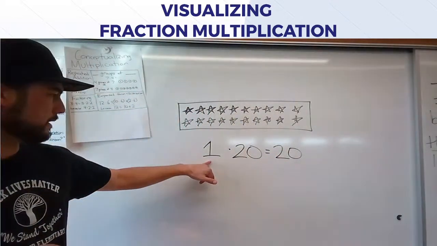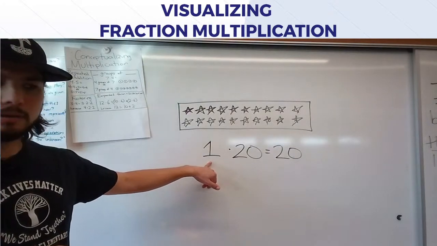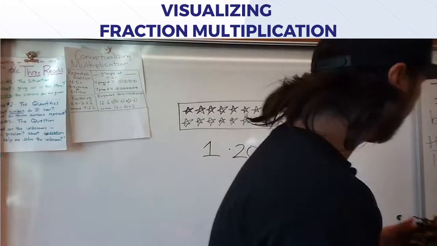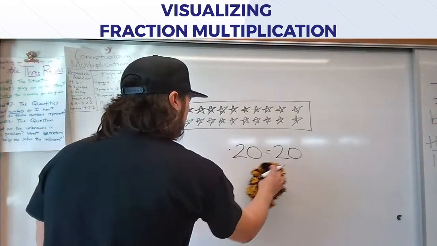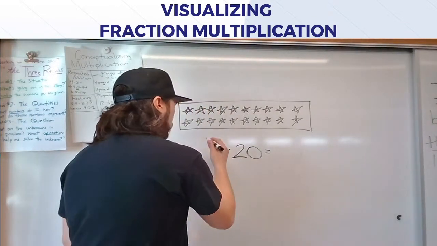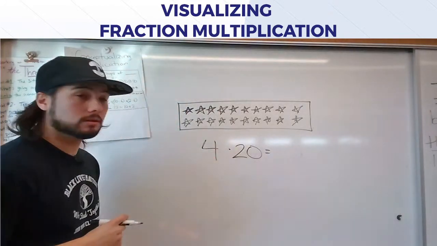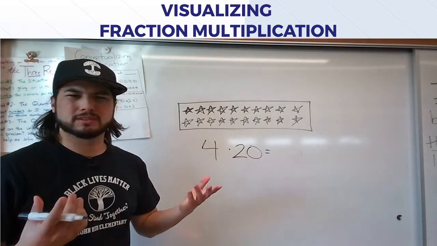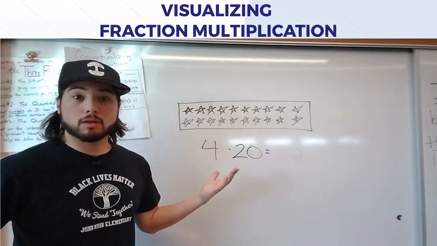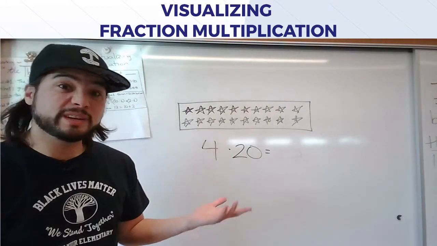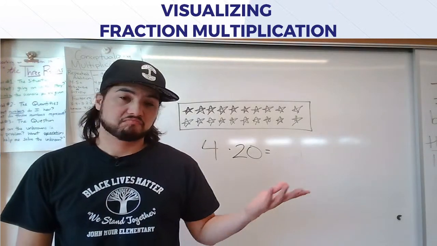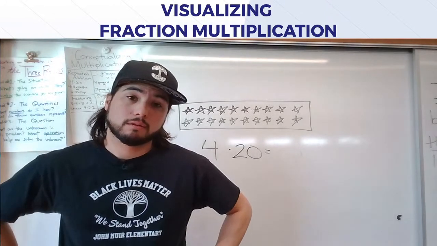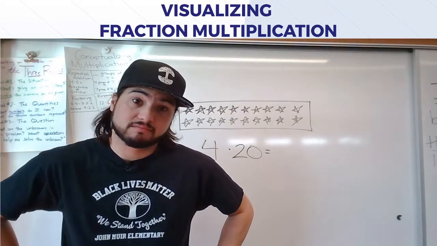If we were to make this factor greater than 1, let's say we were to make it 4, we'd end up with 4 groups of 20. So I'd have to draw 3 more of those, which I'm not going to do because that would take a long time, and you're not here to watch me draw stars. It's not as entertaining as it might sound. So we're not going to do it.